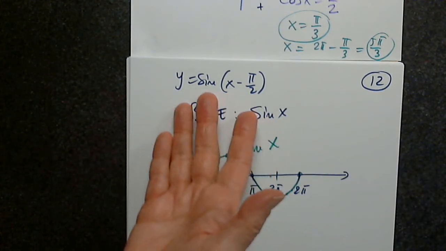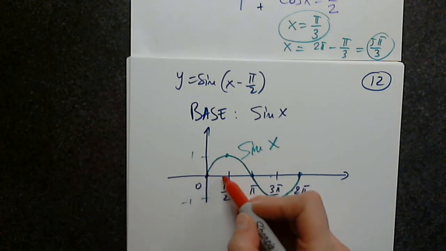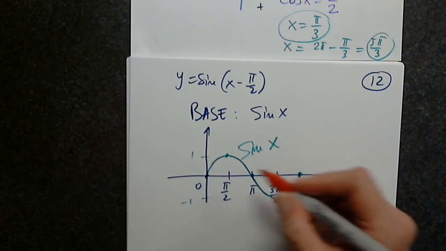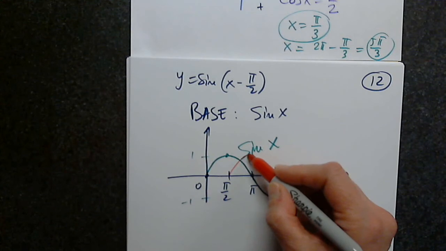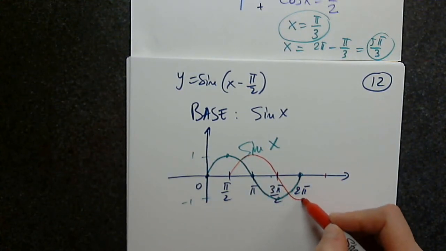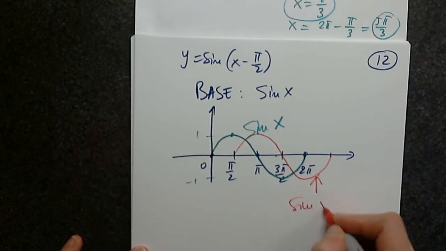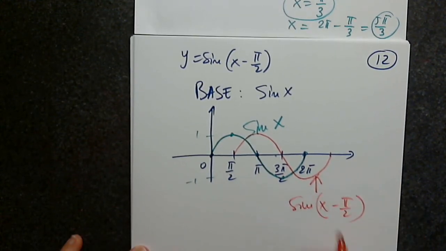What does this do to the graph of sine? It shifts the graph. Which direction? Right. To the right. How much? Pi over 2. Right. So instead of starting here, it starts here. This is the graph of sine of x minus pi over 2.